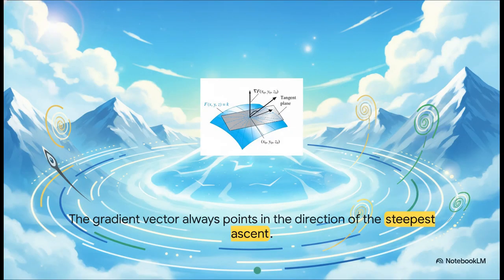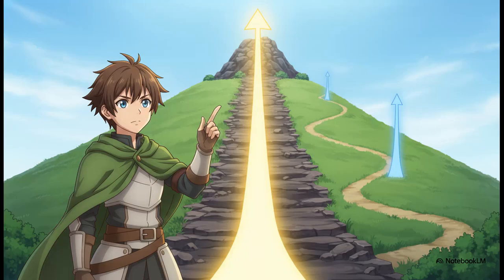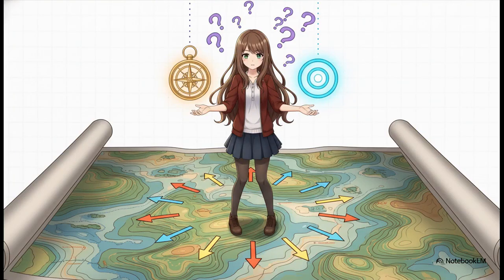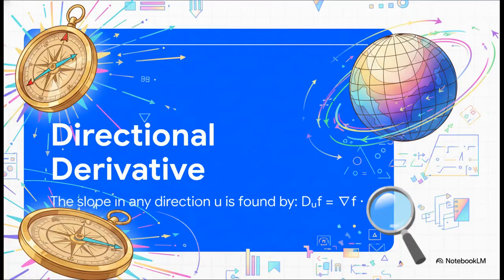That vector always points in the direction of steepest ascent, like a compass for climbing. Plus, the length of that vector tells you exactly how steep that climb is. Pretty cool, huh? So now we can finally find the slope in any direction, not just north-south or east-west. You take the gradient and do a dot product with your chosen direction. That gives you the slope.